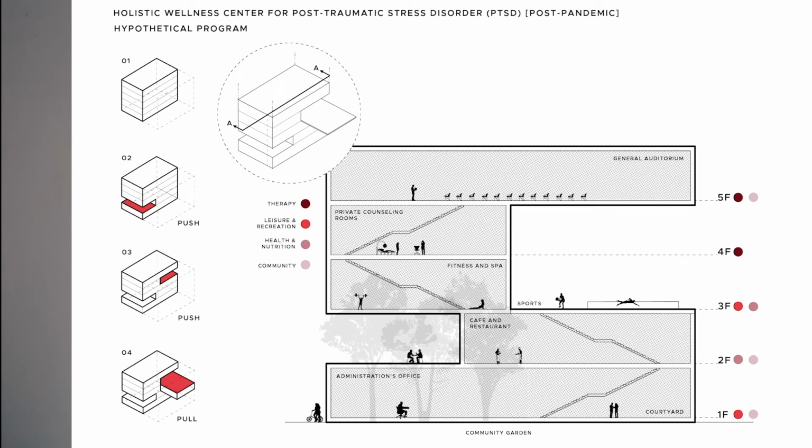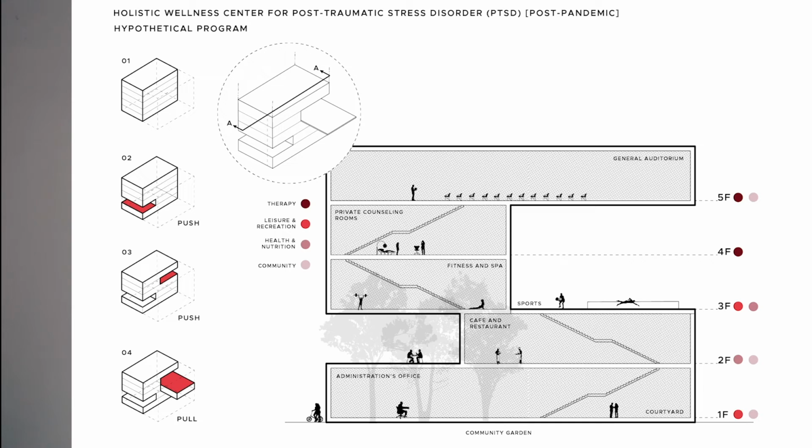The presentation of this student is next level. For the hypothetical section, we can see how detailed the drawing is. The proposal is a holistic wellness center for post-traumatic stress disorder because of the pandemic. And like I said, this is too detailed at this point, but we are going to entertain it for the discussion of the zoning of the areas.